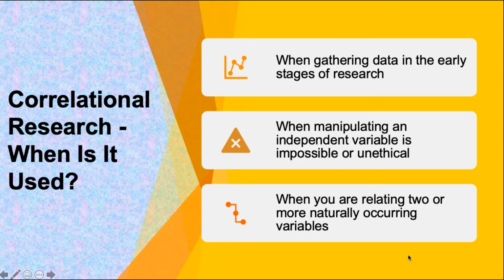Second is the inability to manipulate variables. For example, in experimental design, variables are manipulated to determine their effect on other variables. So a second reason for choosing a correlational design over an experimental one is that manipulating the variable of interest may be impossible or unethical. I will give you an example.